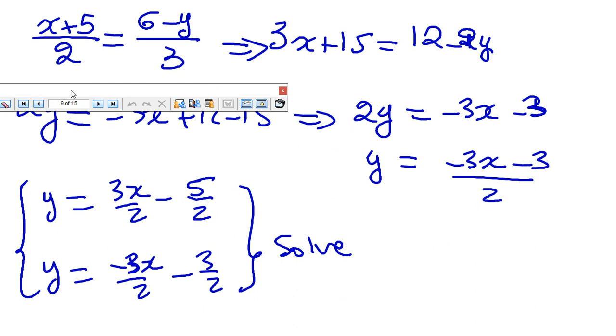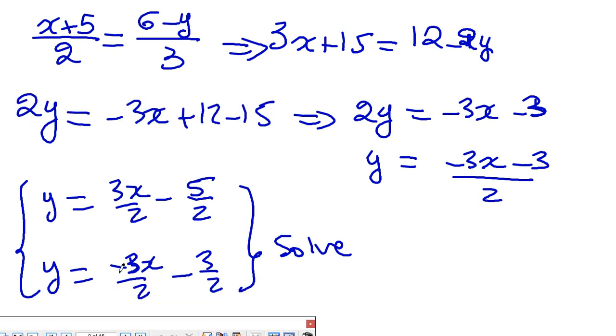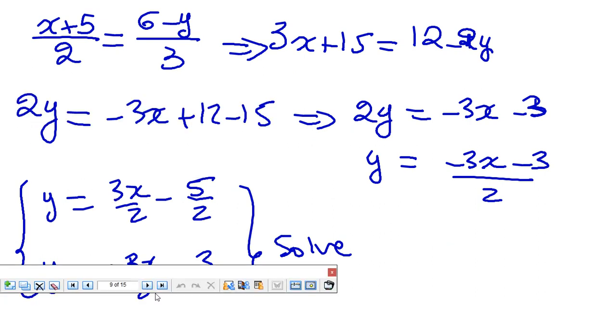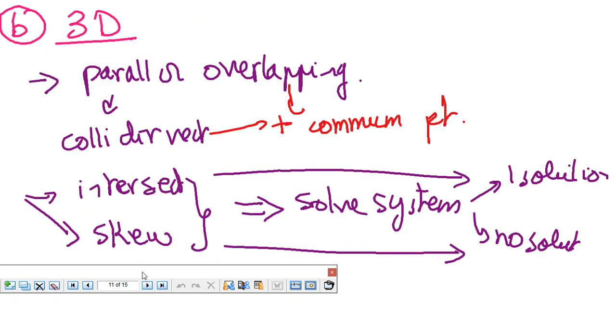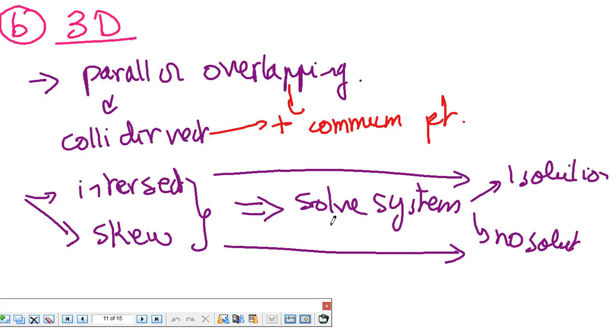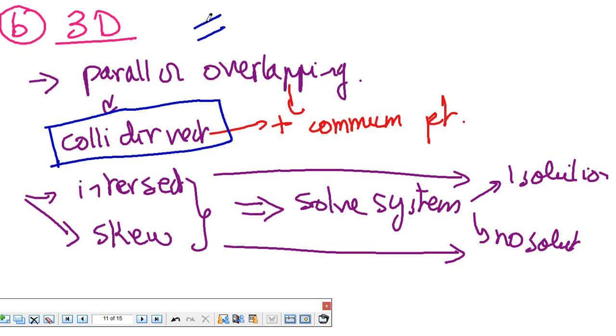And I could predict the answer by comparing the slopes here. Now, if I'm working in 3D, I have one extra case, and this is very important. Now, also, either the lines are parallel or overlapping. So, how do I know if they are parallel? If the direction vectors are collinear, it means they are parallel. But I need to check, because if they are parallel, they could also be overlapping.